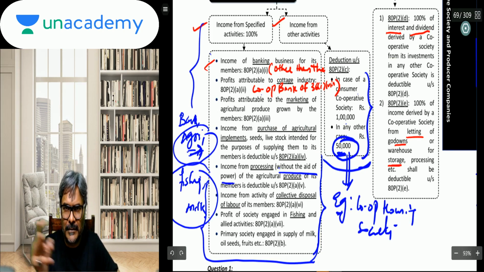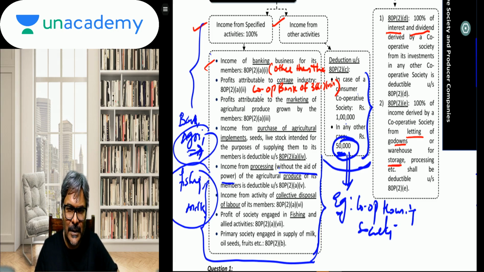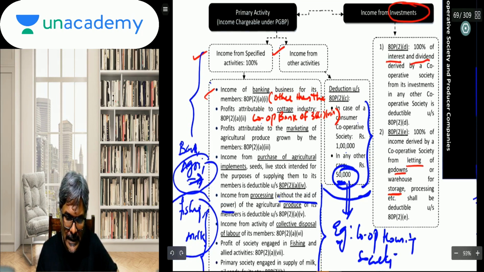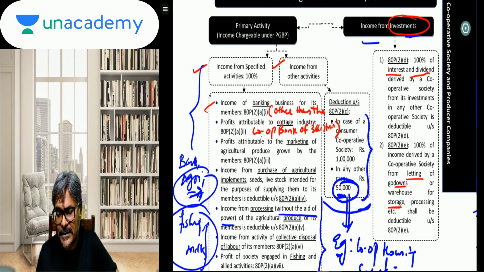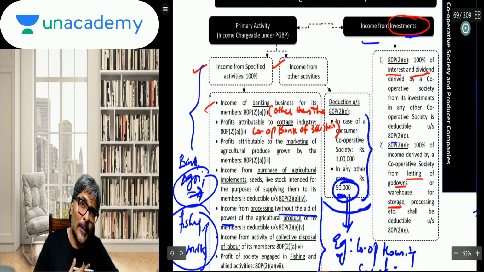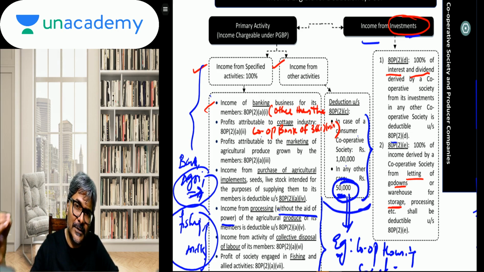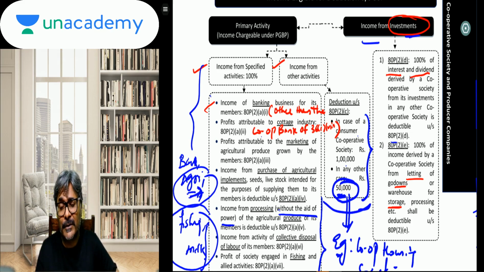In our third lecture of this alternate tax regime, we will deal with this particular part. I'll just have a practical question on this one. Apart from that, students, income from investment. Under 80P(2)(d), 100% of the interest and dividend derived by a cooperative society from its investment in any other cooperative society is deductible. So if one cooperative society is making an investment in shares or giving a loan from which they are getting dividend or interest, then that will be eligible for a full deduction of 100%.